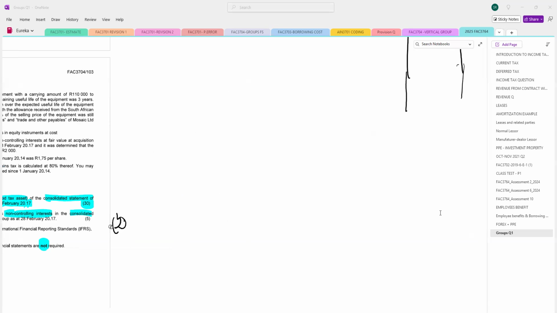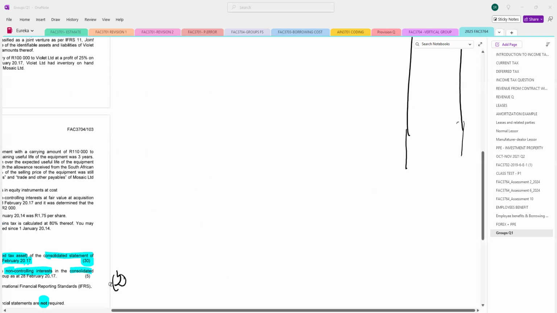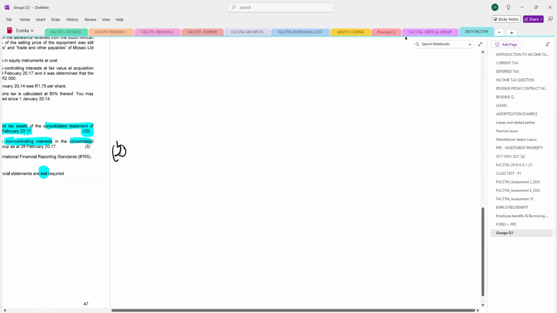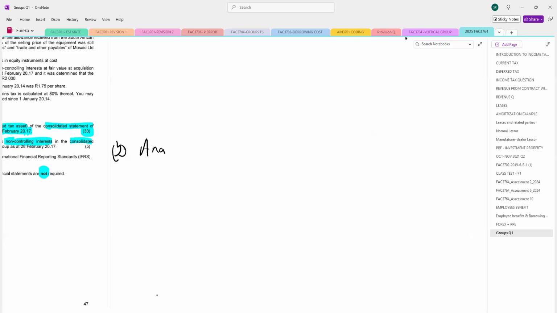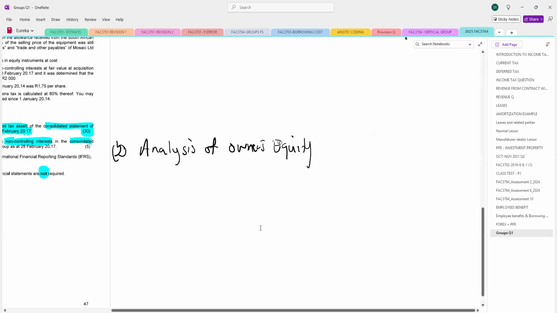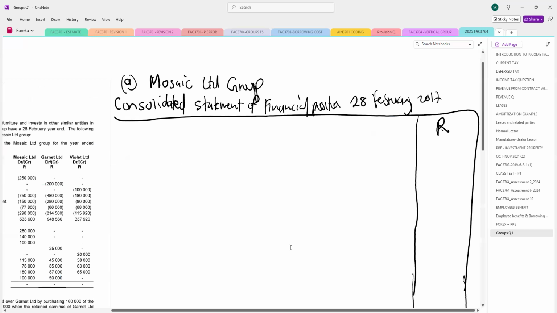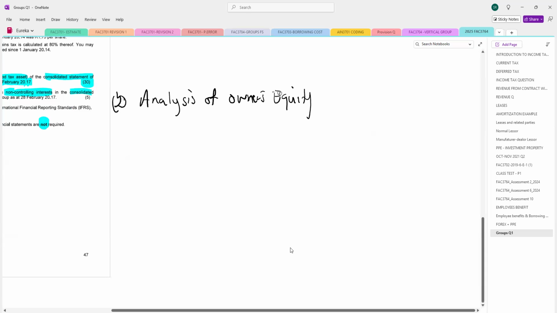Let's just continue. So here I'm told to do a calculation of non-controlling interest, and I said I'm going to do the analysis of owner's equity in here. So I have my analysis of owner's equity. I'm going to fill this up once we have done our group structure. Okay, so now that I know that, this is what I'm going to be answering. Basically, I do the consolidated financial statement, and I'm going to do the analysis of owner's equity to look for my NCI, non-controlling interest figure.